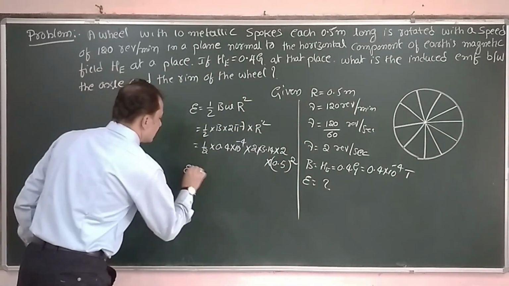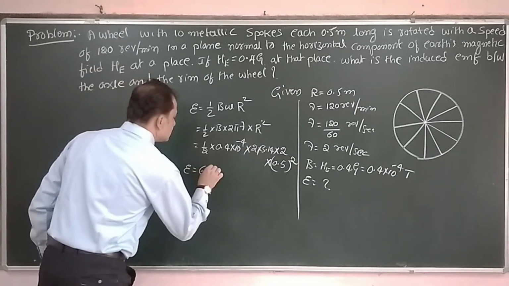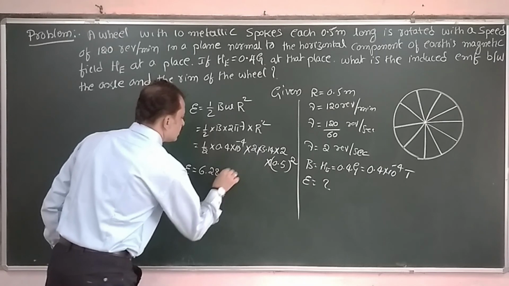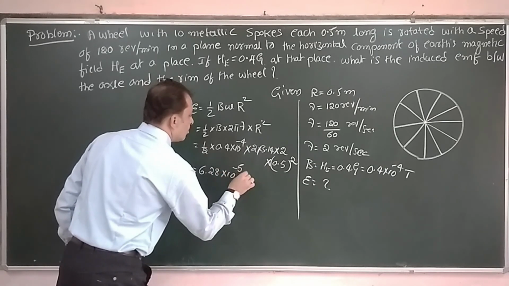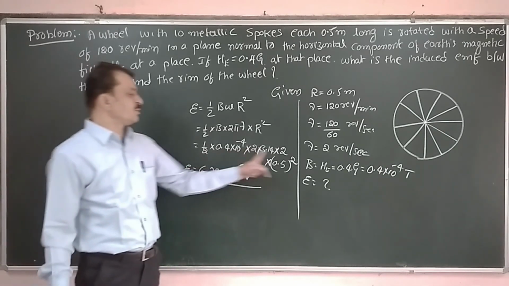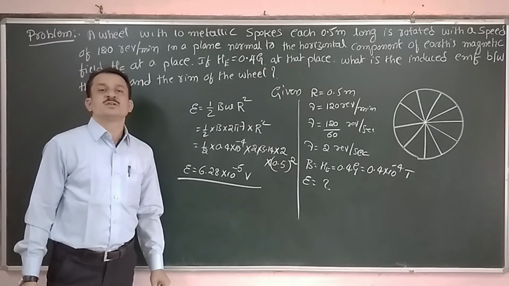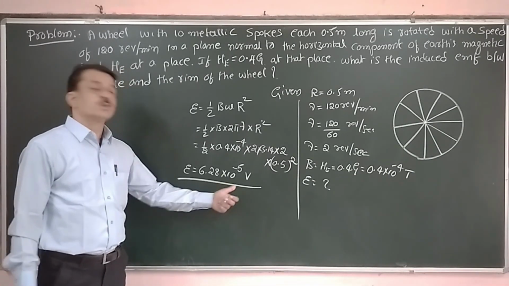Now if we take the calculator and simplify, I will get 6.28 into 10 to the power of minus 5 volts.